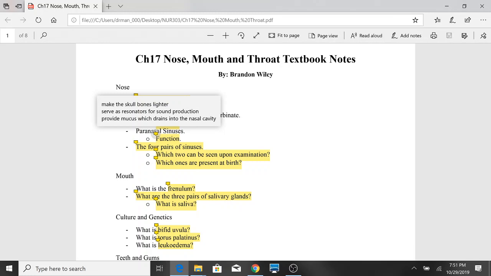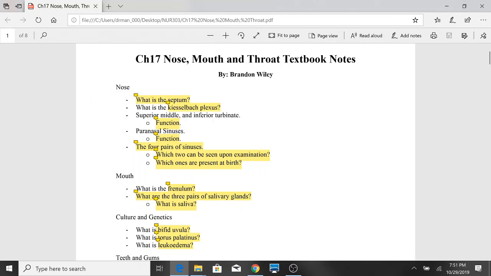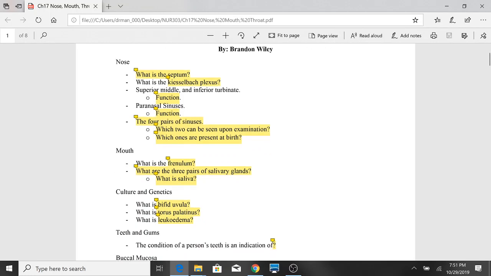They make the skull bones lighter. They serve as resonators for sound production, and they produce mucus which drains into the nasal cavity. Then we have 4 pairs of sinuses: frontal, maxillary, ethmoid, and sphenoid. There are 2 that can be seen upon examination, and those are the frontal and maxillary. Then we have 2 that are present at birth, the ethmoid and maxillary. I do believe so. Yes, I am correct.